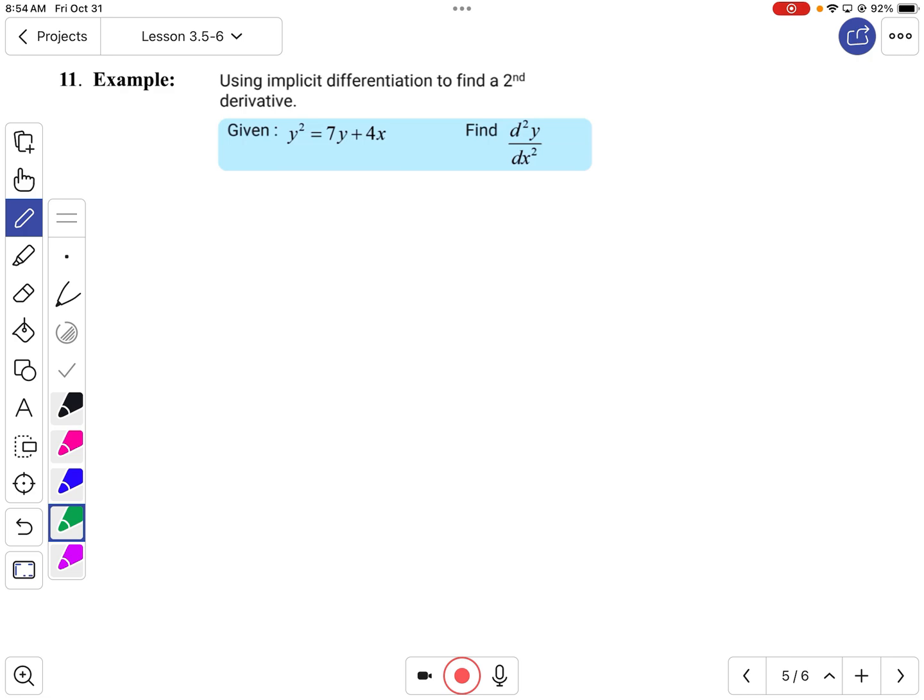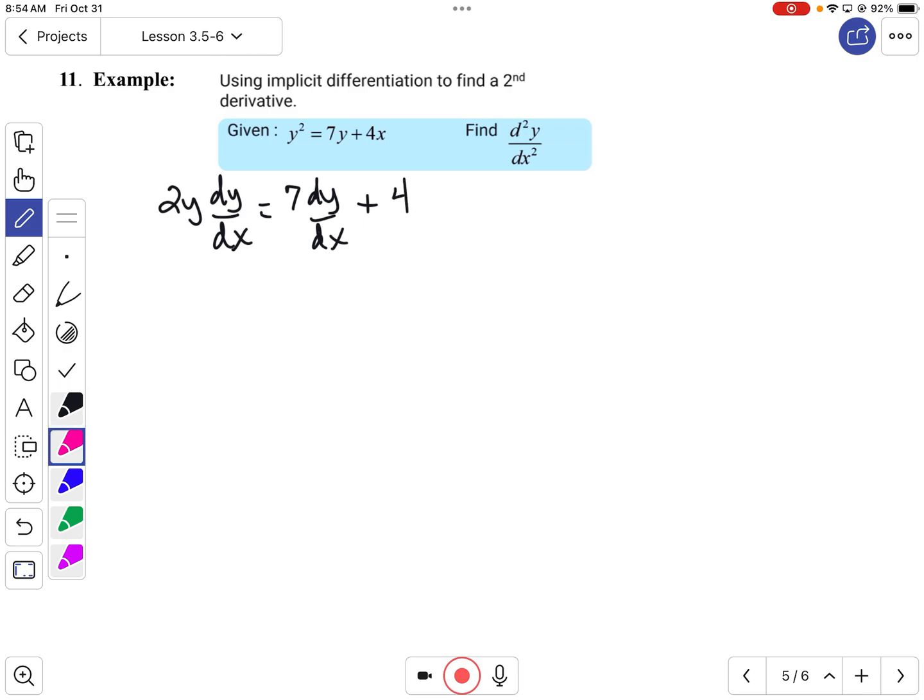All right. So we're going to do implicit differentiation, which means we have to find dy/dx, and then we're going to find d squared y, the second one. All right, so here we go. Let's take the derivative. Good news is that our initial implicit is not anything crazy. What's the derivative of y squared? 2y dy/dx equals, and what's the derivative of 7y? 7 dy/dx, and the derivative of 4x, 4.